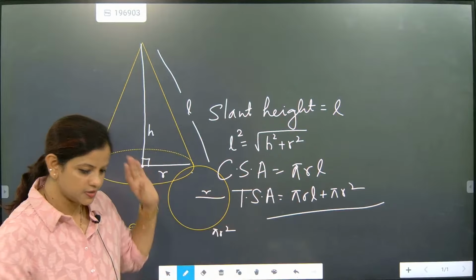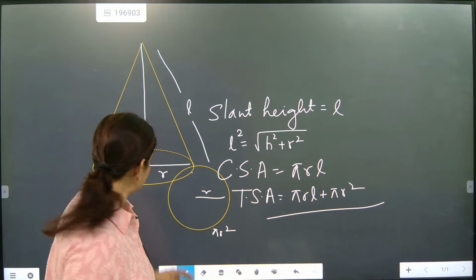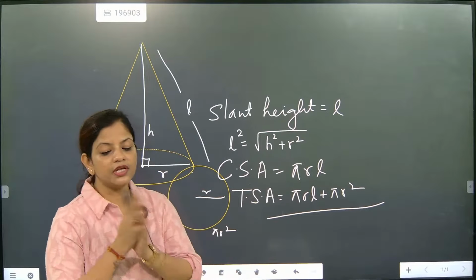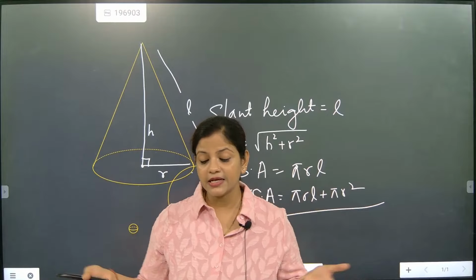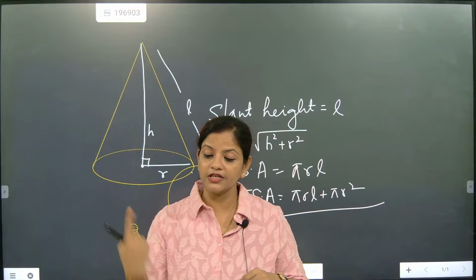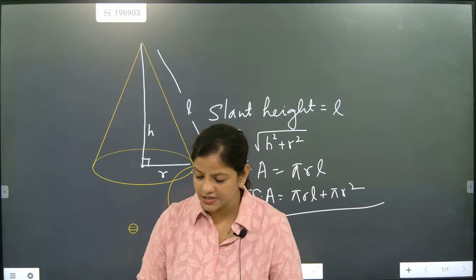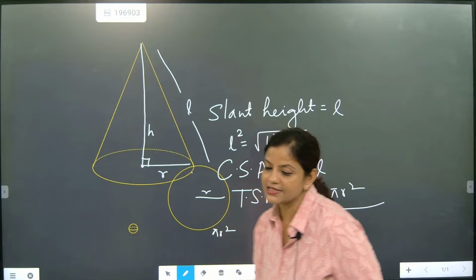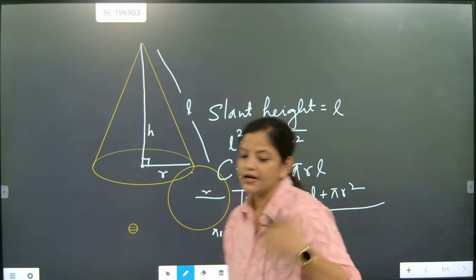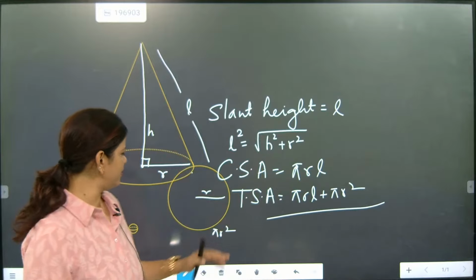Absolutely correct. Good. So now we have understood TSA and CSA. Pi RL is curved surface area and TSA is pi RL plus pi r square. So CSA plus base area is TSA. I hope you have understood this one.